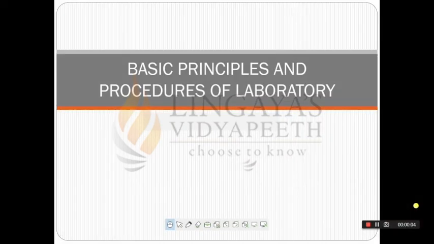So the topic of today's online session is basic principles and procedures of laboratory. The basic principles and procedure of laboratory topic comes under the subject basic concepts of medical laboratory technology. So the basic concepts of medical laboratory technology covers the basic principles and procedures that are used in the laboratory.